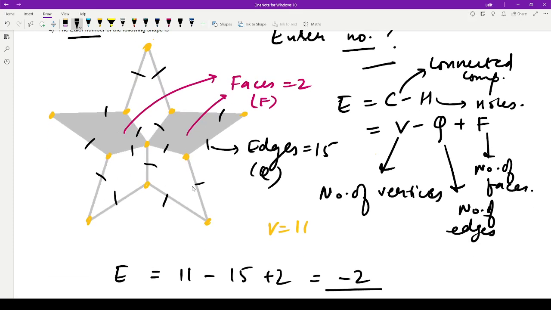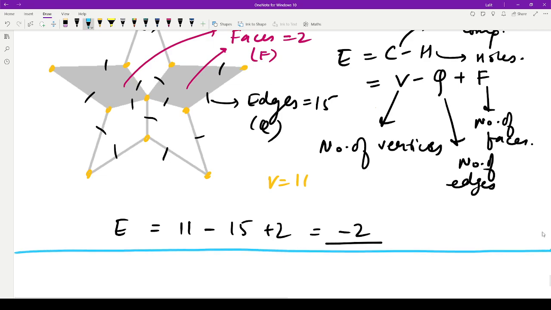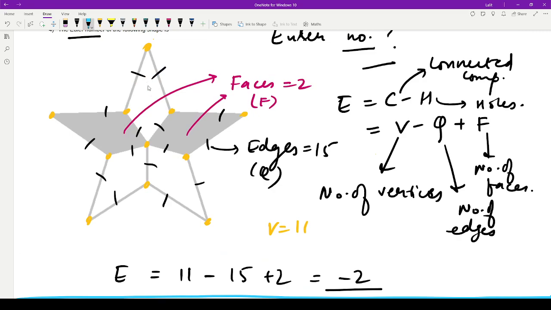There are holes. Any doubts with this question? Okay. They are holes, actually. They are not faces. Yeah, they are not filled, actually. They are empty. That's why they are given.